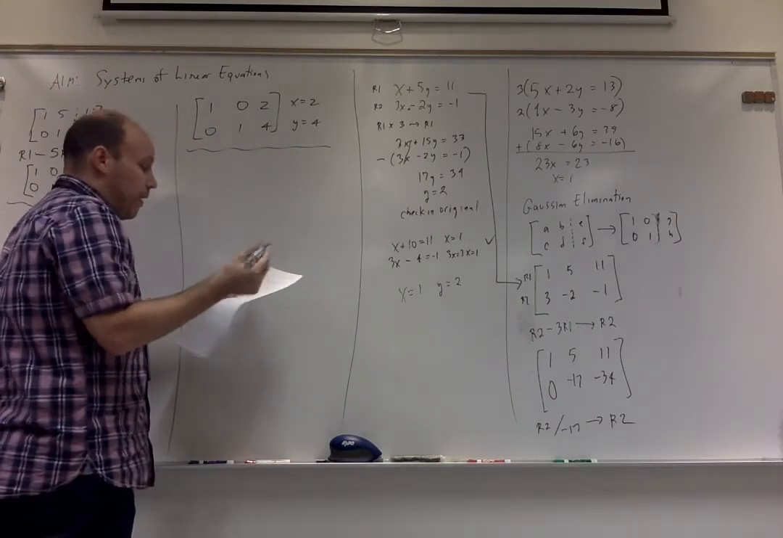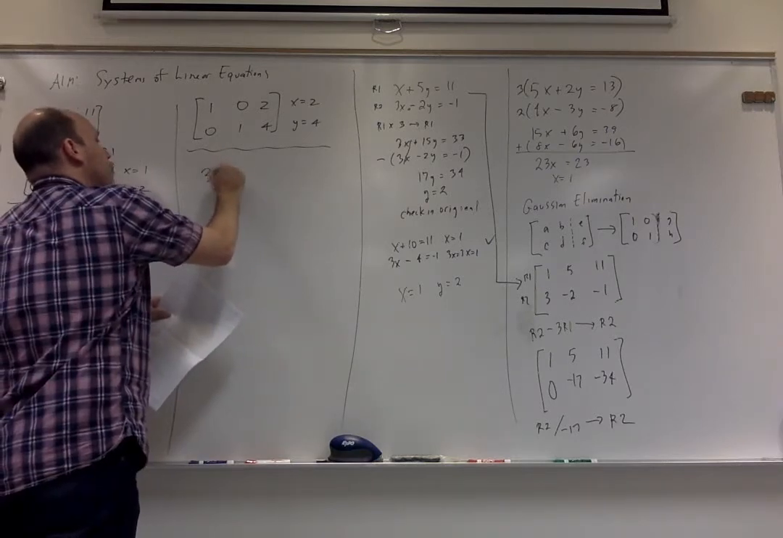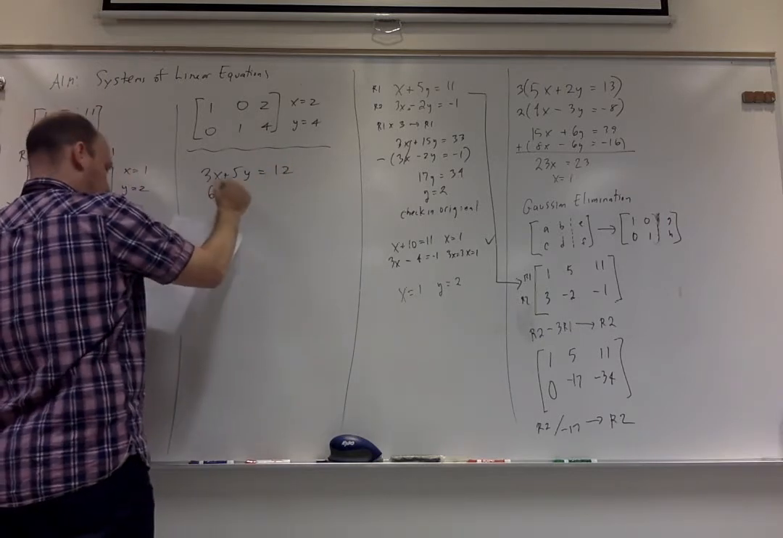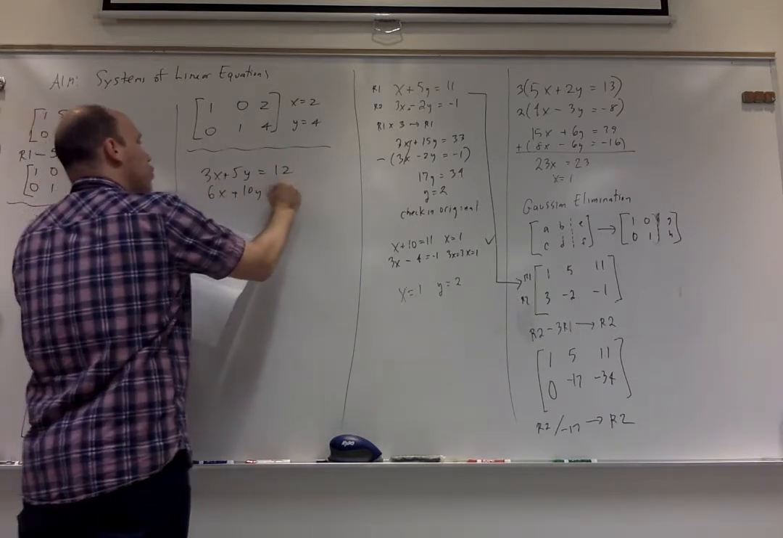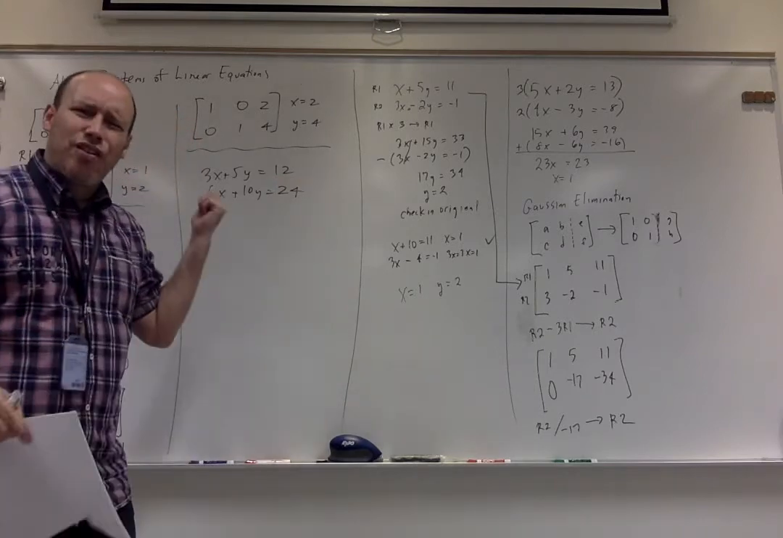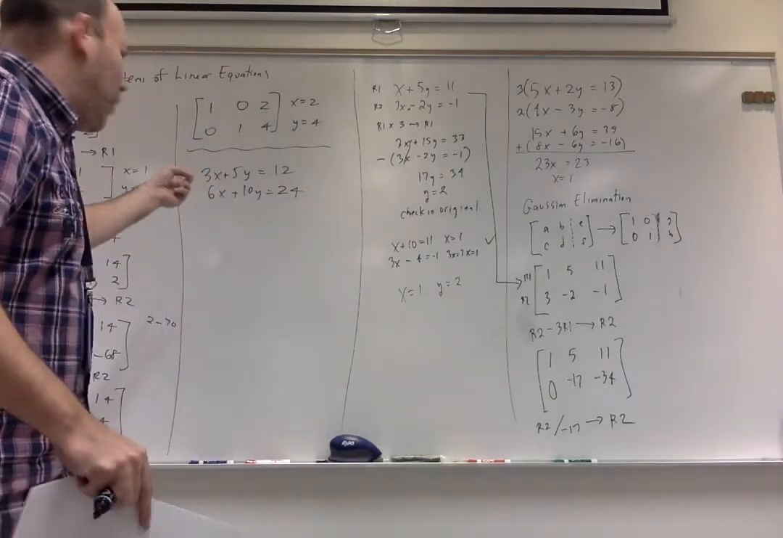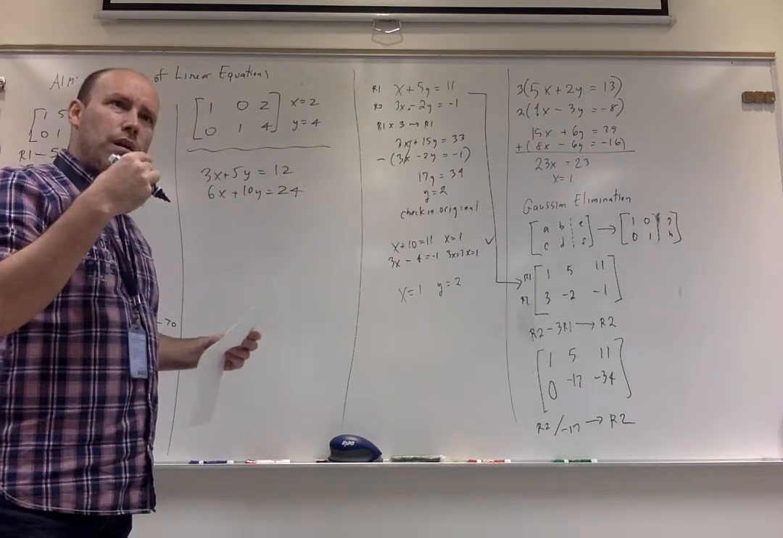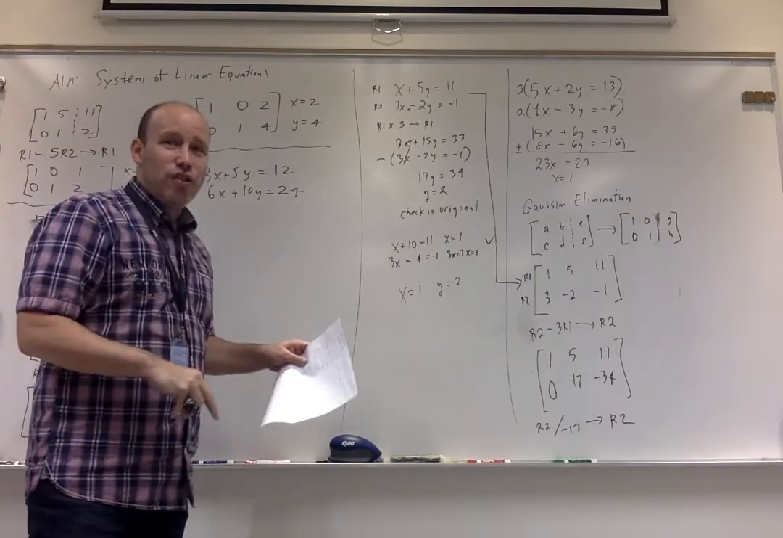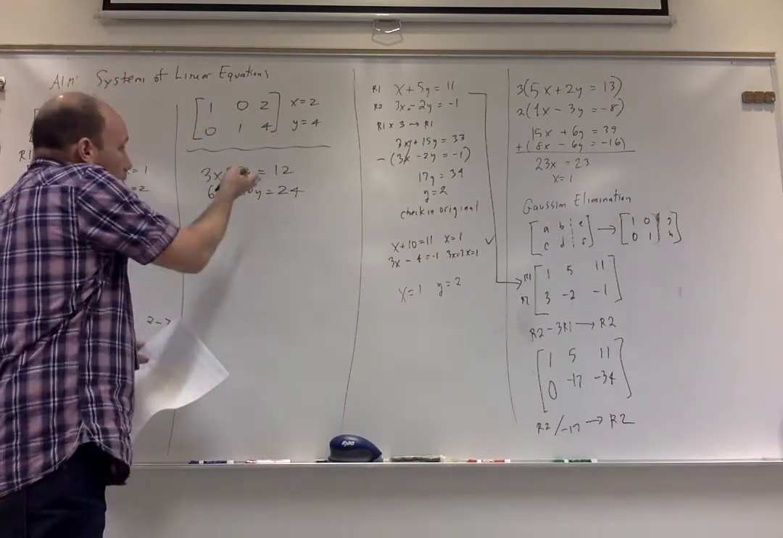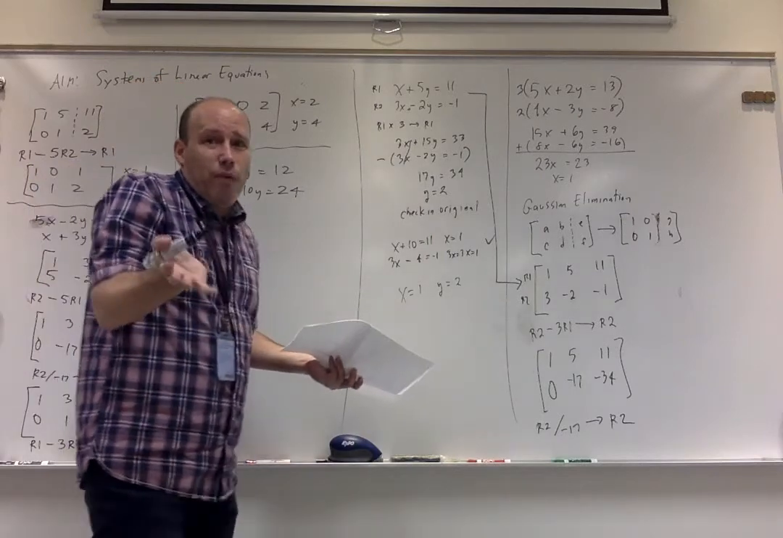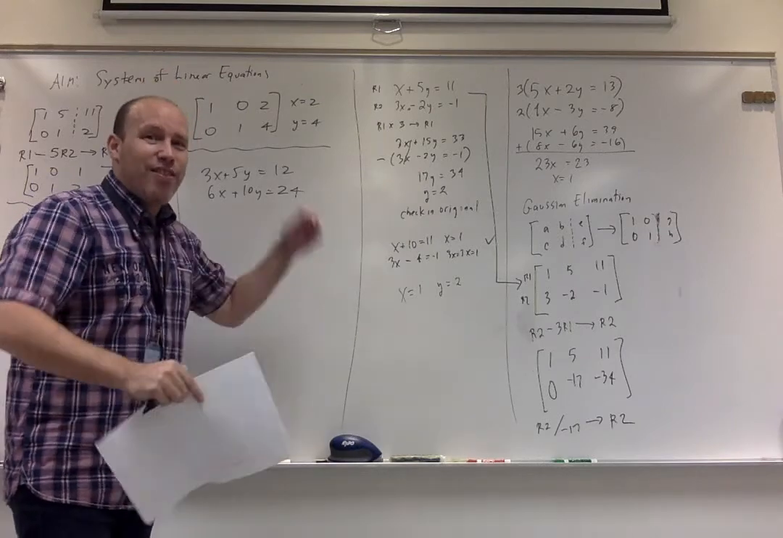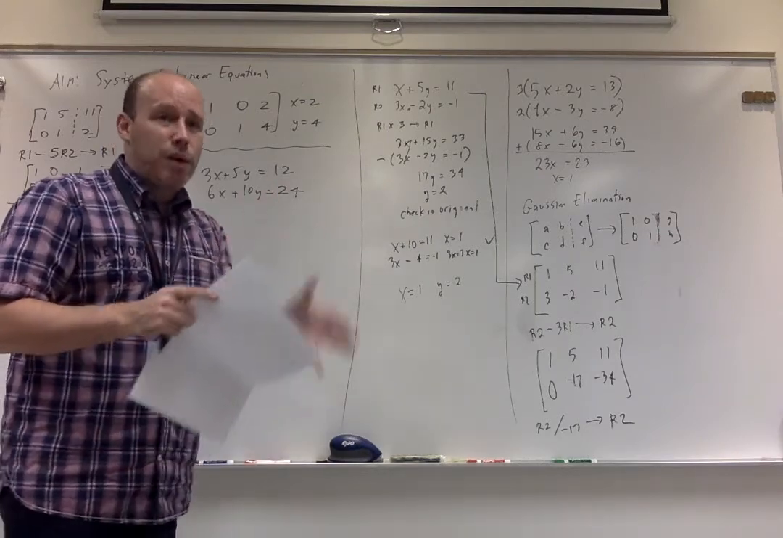Next system. 3x plus 5y equals 12, and 6x plus 10y equals 24. Now you're looking at this and you're like, hey, Mr. Adler, those are the same equations. So it's the same line. So you're like, well, there's an infinite number of solutions. Okay, let's see how this works out. Let's see how we know geometrically there's infinite number of solutions. Let's see what the algebra reveals.